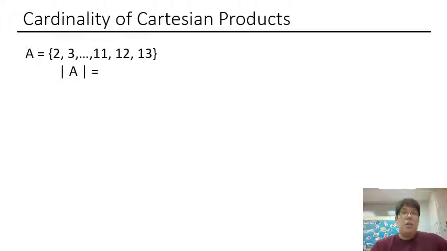Now, let's talk about the cardinality of a Cartesian product. Earlier we've been talking about the cardinality of sets. Now we're going to apply it to Cartesian products. So I look at set A, which is the numbers 2 through 13. I can take 13 minus 2, which gives me 11, and add 1 to it. So the cardinality of that set is 12.